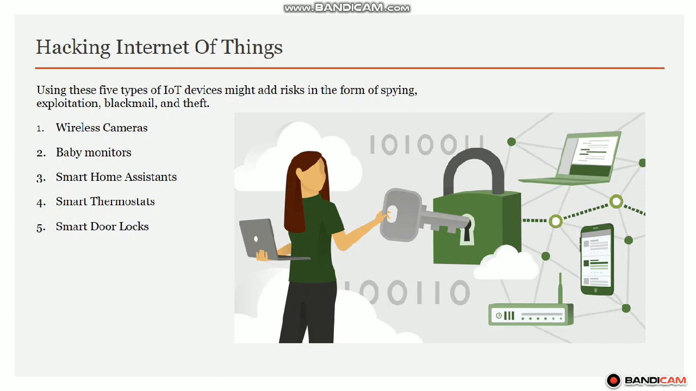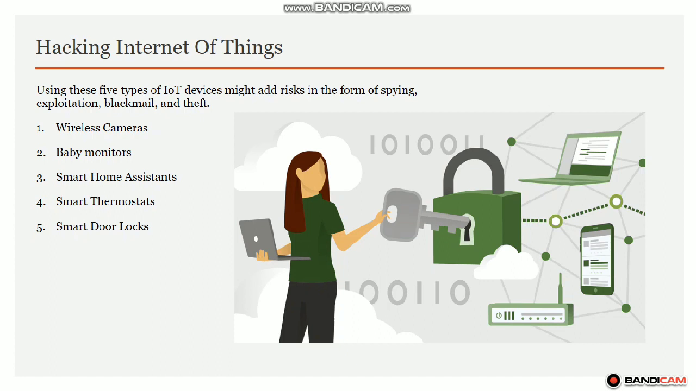Now moving on to the fourth device, that is the smart thermostats. There are many reports saying hackers have attacked smart home thermostats. Here the temperature is constantly turned up or down by a stranger, which leads to inconvenience. The hackers not only lock these thermostats and demand a ransom, but they also get into other devices through this.